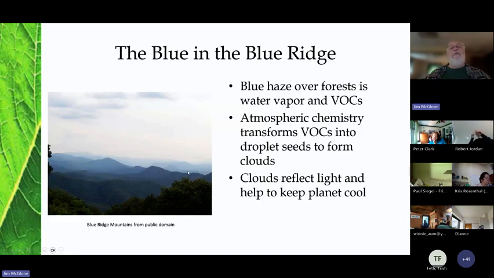Well, that haze was a combination of water vapor and those VOCs. When the VOCs get higher in the atmosphere, atmospheric chemistry can transform them into seeds for water droplets, because water vapor will not just condense into a droplet without something to adsorb to. And so those VOCs essentially are seeding the atmosphere and creating clouds. And the clouds are reflecting the light that help keep the planet cool. So there are a number of ways trees interact with climate change.